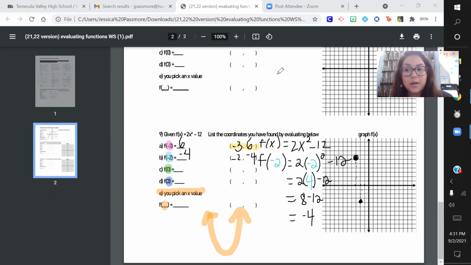Once you're finished, take a picture of the front and the back of this worksheet and upload it into Canvas for me. It's due tonight at 11:59 p.m. And keep this worksheet. We're going to paste it into our math notebooks.